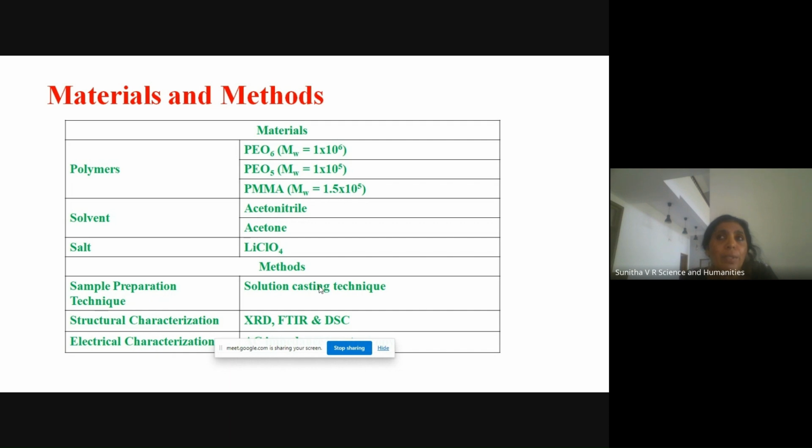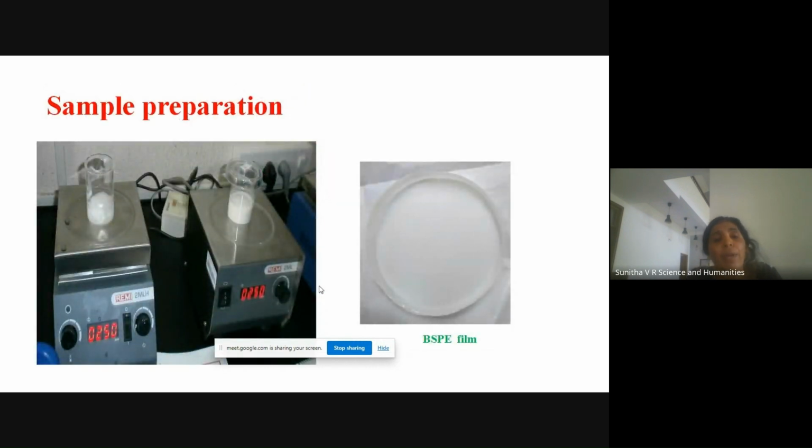So these were the solvents we have used, and the lithium perchlorate was used as a salt. So the basic preparation technique was the solution cast technique, where different polymers like PEO dissolve in acetonitrile, and PMMA dissolves in acetone, mixing the two separately using a magnetic stirrer, and then mixing them together, keeping this stirring for about 48 hours so that you get a homogeneous viscous solution. Once it is formed, this is poured on a petri dish and allowed to dry under vacuum conditions. So it is kept in a vacuum oven.